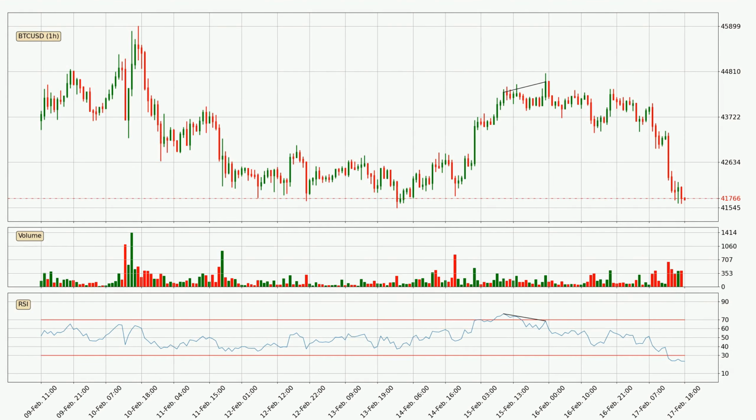Searching for divergence in the hourly time frame, owing to the bearish divergence, the price has already gone down.